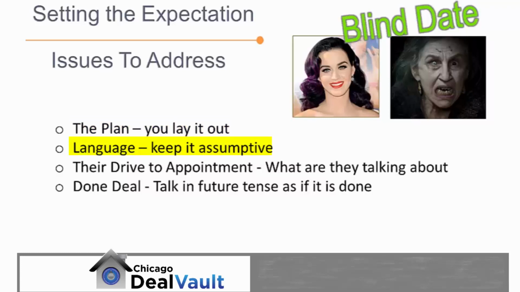So for the language that you're going to be using, you're going to keep it pretty assumptive. And so again, we're trying to keep that expectation that we are closing. So this is the point where you just really want to get down to business. You want to be talking about closing. You don't really want to focus on anything else at this point.